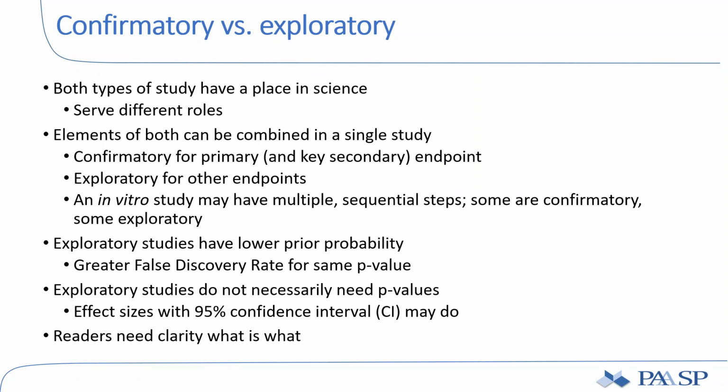So in order to advance science, we need both exploratory work and, if that comes up with really interesting ideas, hypothesis testing work to confirm it's real. Elements of both can be combined in a single study. For example, a study may have a primary endpoint and maybe a key secondary endpoint that test specific hypotheses, whereas all other endpoints are exploratory.